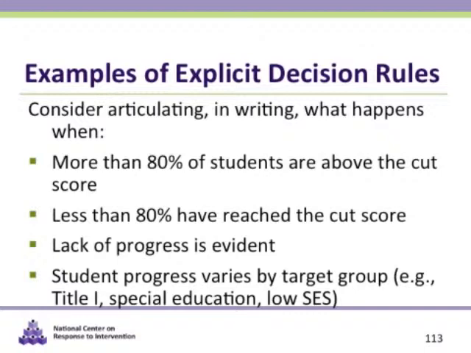And then what happens when we see a general lack of progress? Or we see different progress rates among different target groups. So it ensures by having those decision rules that something will occur when we find it, not that we'll just admire the problem when we find it.